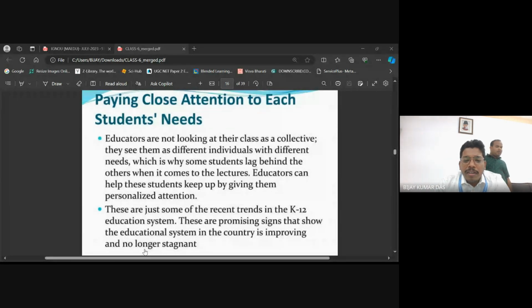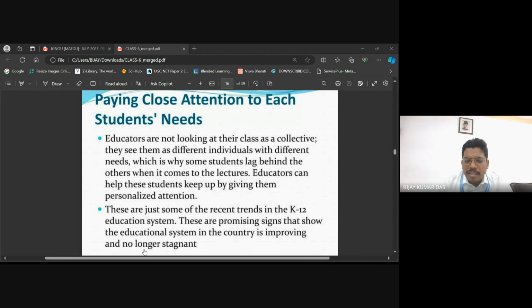So he may give the answer according to you, not according to her, but the answer may not be accurate. But whatever comes to her mind, she's telling. So you cannot ignore anybody's view, anybody's opinion. So paying close attention to each student is the need of the era.